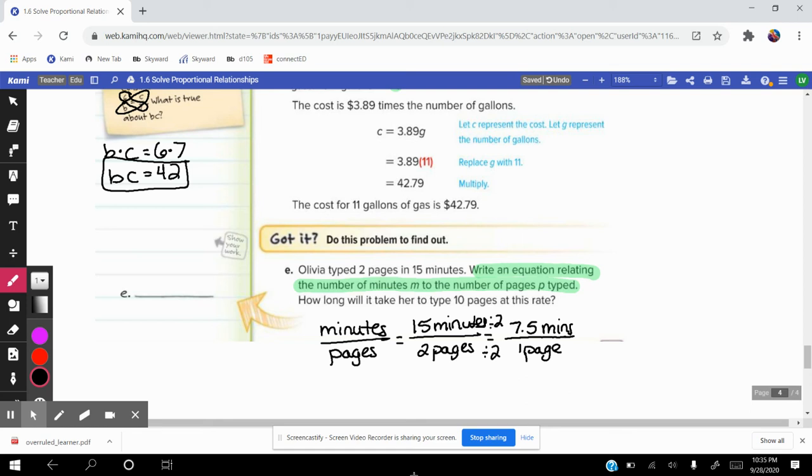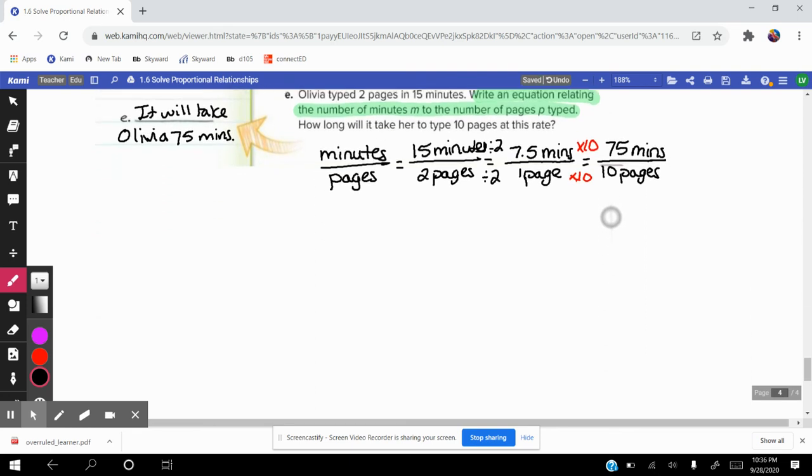Now we're going to use that information to figure out how long it'll take her to type 10 pages at this rate. So I want to go from 1 page to 10 pages. So I'm going to multiply by 10. Whatever I do to the denominator, I'm going to do to the numerator, multiplying by 10. 7.5 times 10 gives me 75 minutes. To answer the question, how long will it take her to type 10 pages at this rate? It will take Olivia 75 minutes.